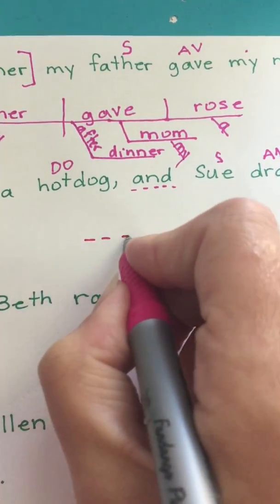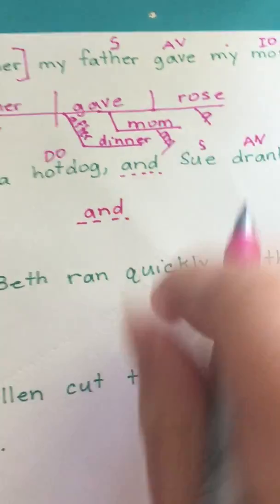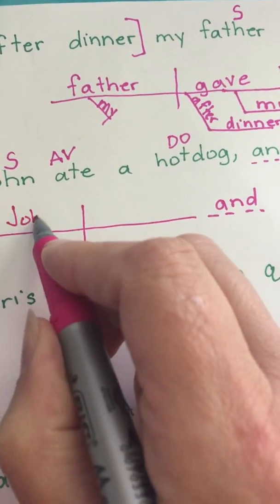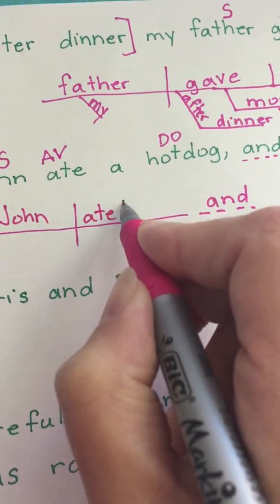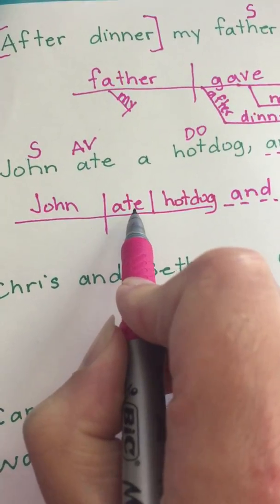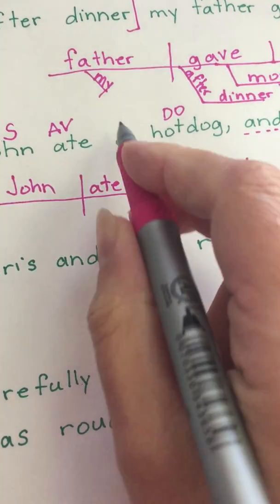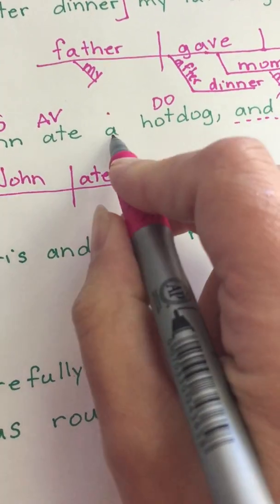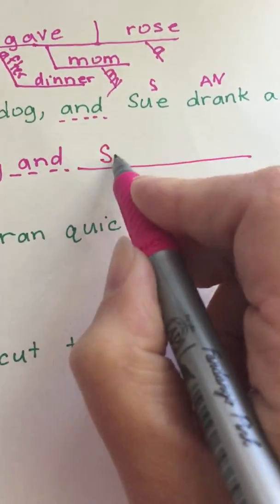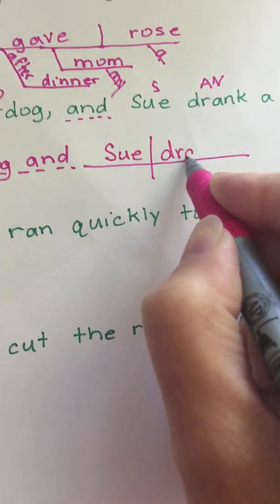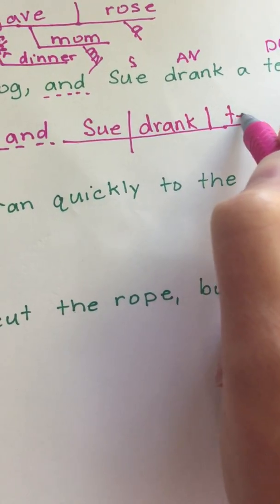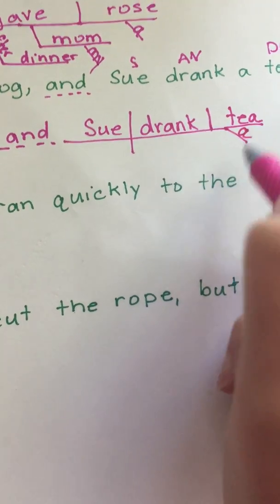The conjunction joins the two independent clauses. Subject, action verb, straight line separating it from the direct object. Then I'll go back and get a, which tells me which hot dog. So that's an adjective. This side, Sue drank, action verb, straight line there. She drank what? Tea, direct object. Which tea? A tea.